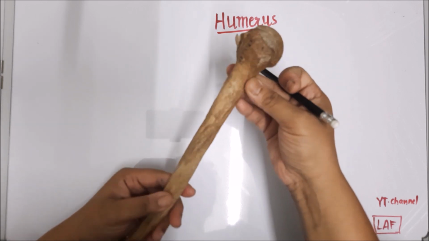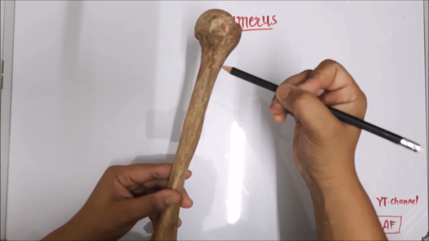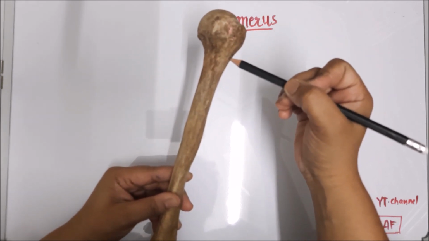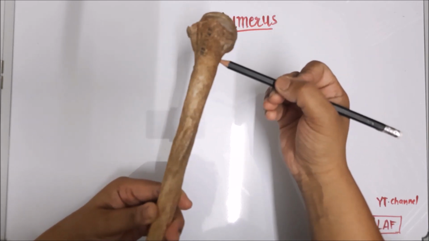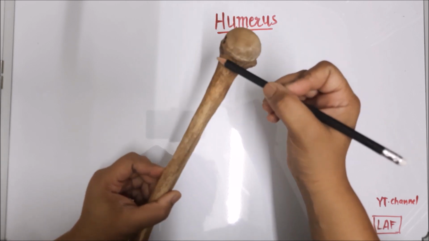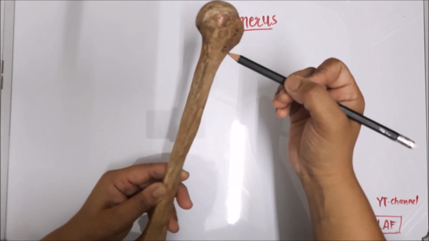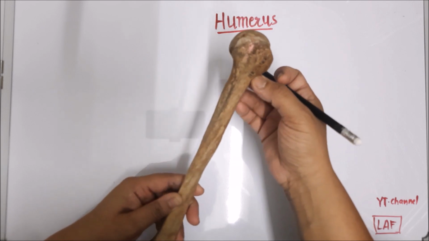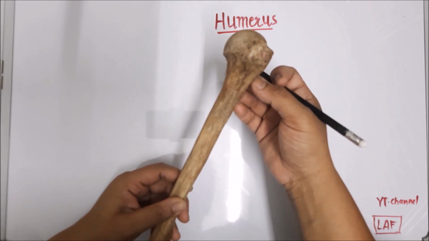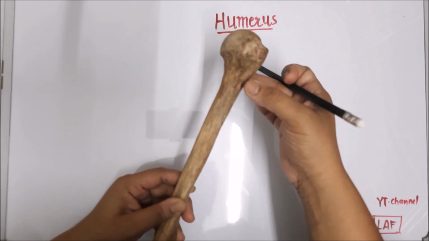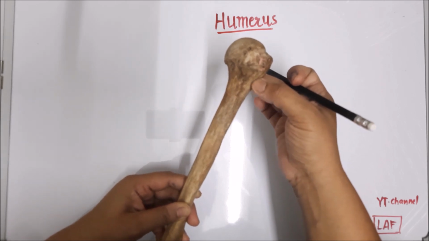So this is known as the surgical neck, and around 0.5 centimeter above the surgical neck there is the morphological neck, and the line of epiphysis passes through this morphological neck. So this is its clinical importance. So, head, then anatomical neck, surgical neck, and the morphological neck.